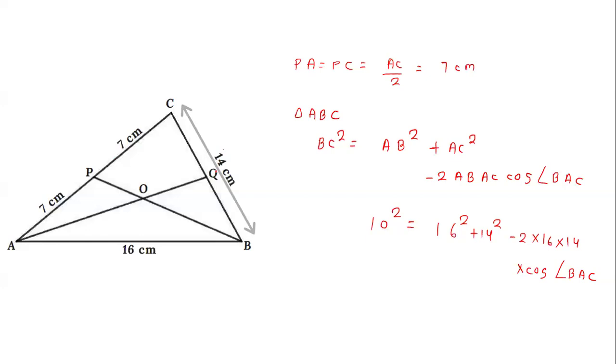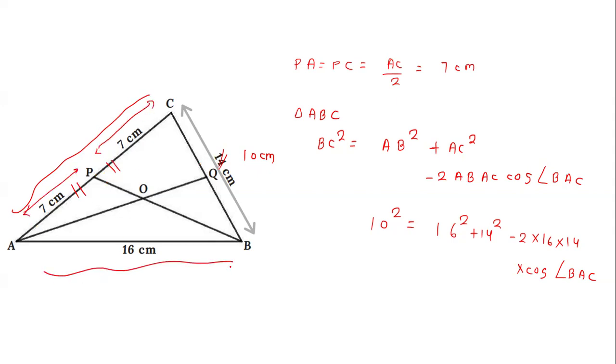So here it is not 14, it is 10 centimeter here. So this total is 14 centimeter and AP is equal to the PC. So this will become like 7 centimeter and this will also become like 7 centimeter. This is 16 centimeter given in the problem and this is 10 centimeter given in the problem.